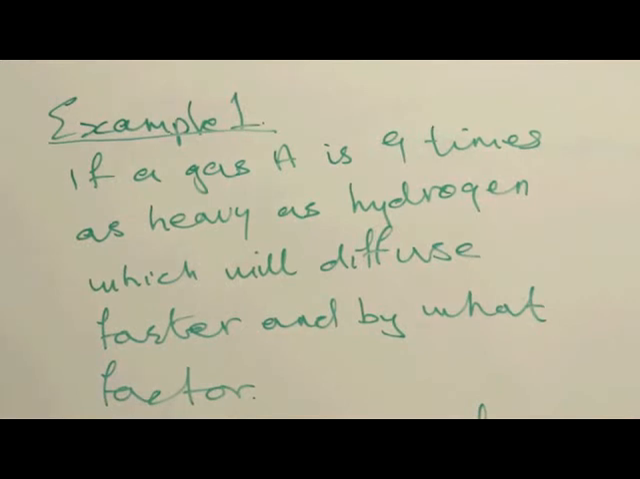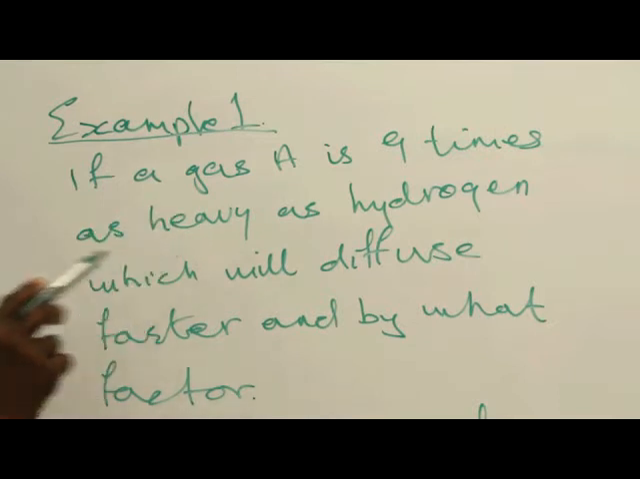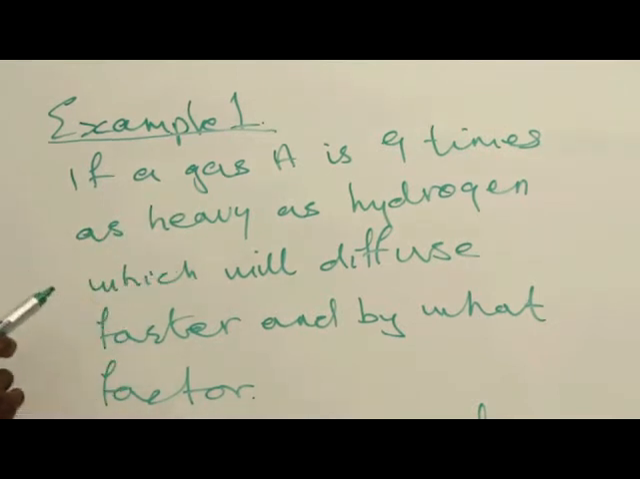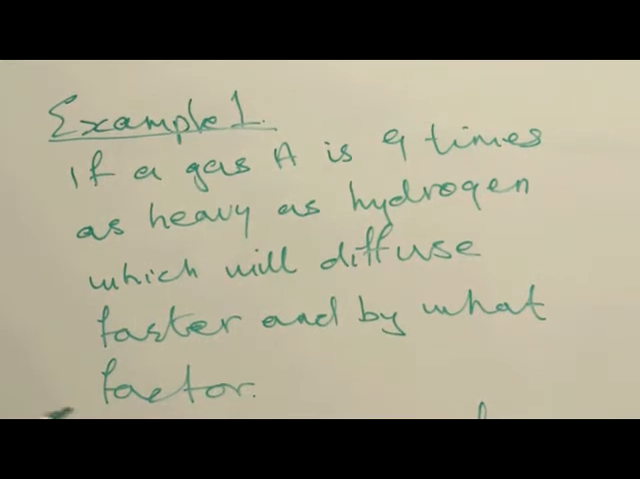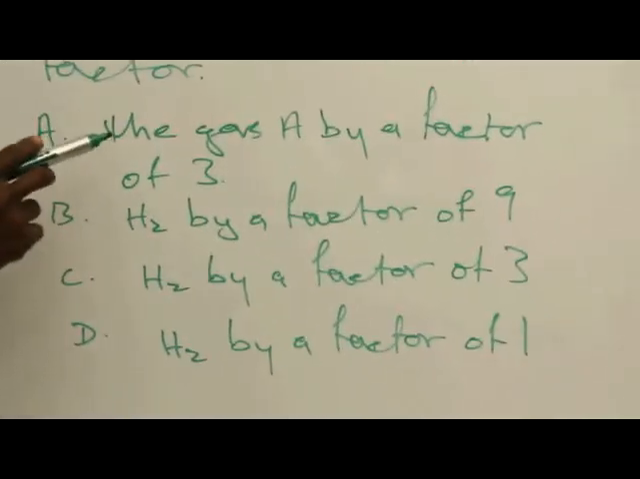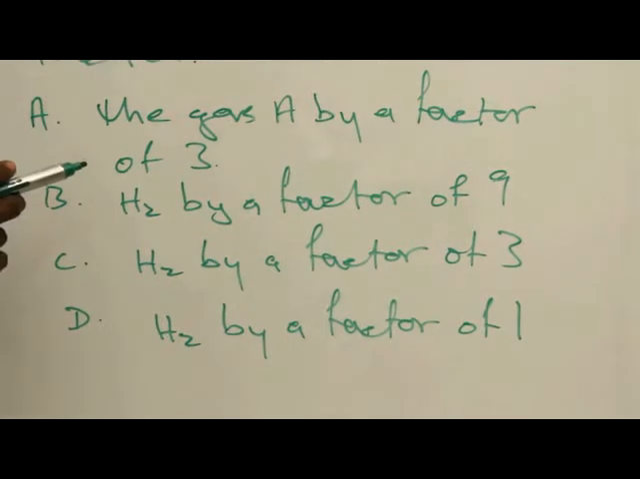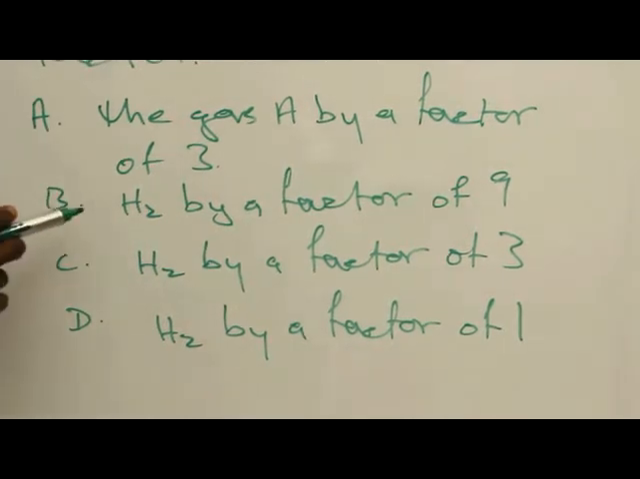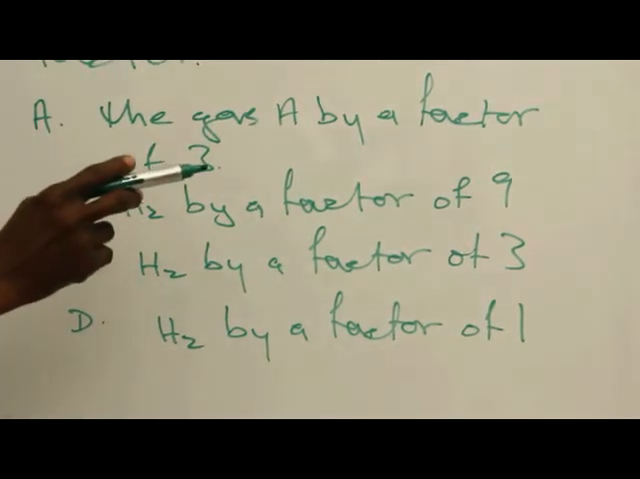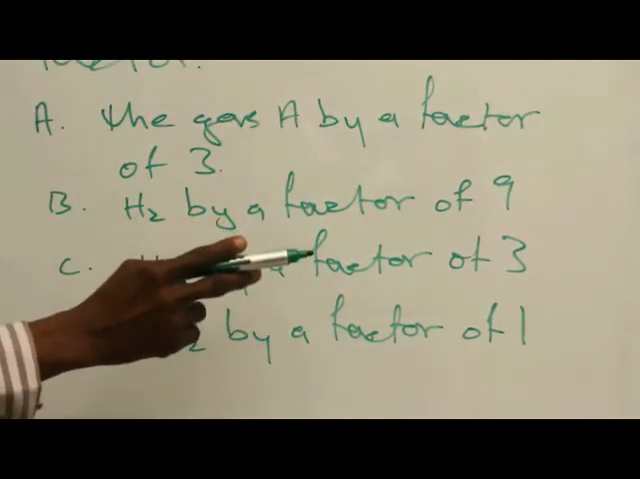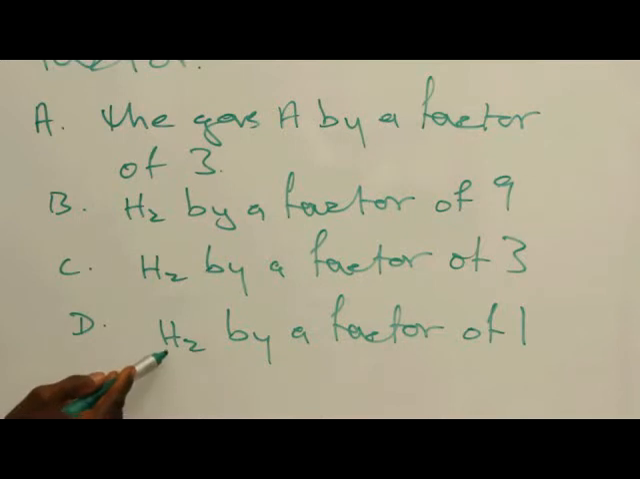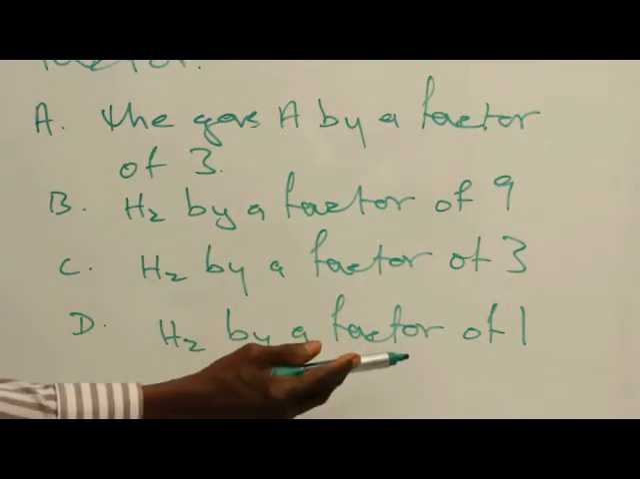Let's consider an illustrative example. If a gas A is 9 times as heavy as hydrogen, which will diffuse faster and by what factor? The options are A, the gas A by a factor of 3, B, hydrogen by a factor of 9, C, hydrogen by a factor of 3, D, hydrogen by a factor of 1.